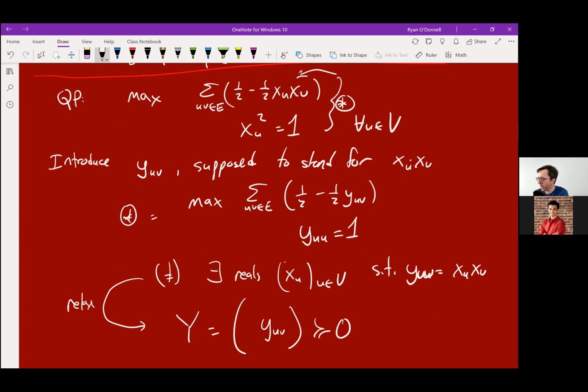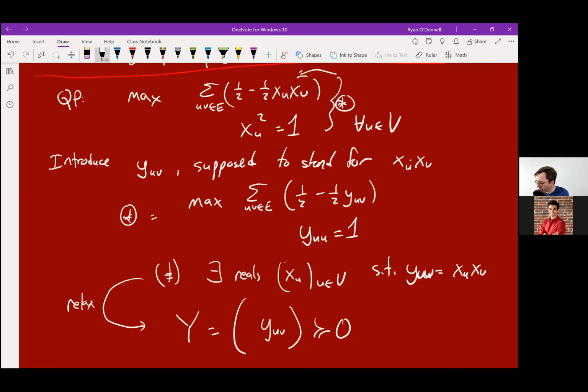And I guess we argued that if you have this property (dagger), that Y_UV equals X_U X_V for some real values X, then this matrix is positive semi-definite. Not necessarily the reverse, but that's why it's a relaxation. I see.